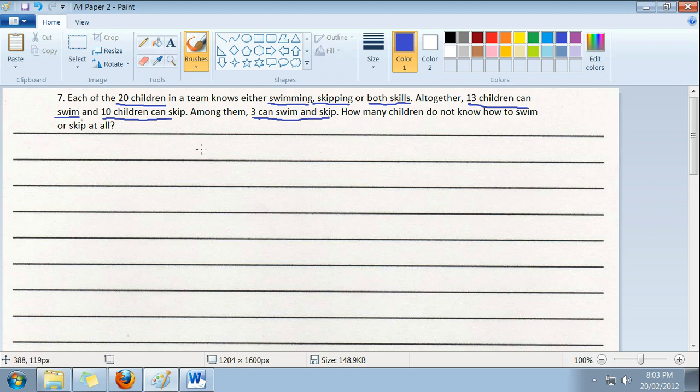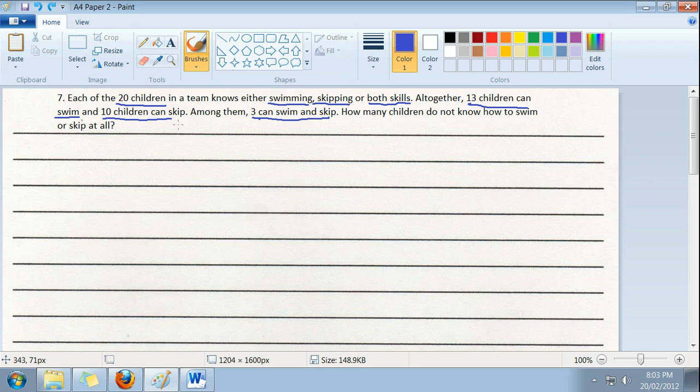Alright, first things first. You might be wondering, well, when you add 13 and 10 and 3, obviously it's 26 and it's more than 20. And you're probably thinking, how come it's more? Well, it's not saying each child can do that. It's saying in that group, there are 13 children that can swim and 10 can skip. Okay? And 3 of them can swim and skip. So it's not saying only 13 people in the team can swim. When you think about it, it is kind of confusing.